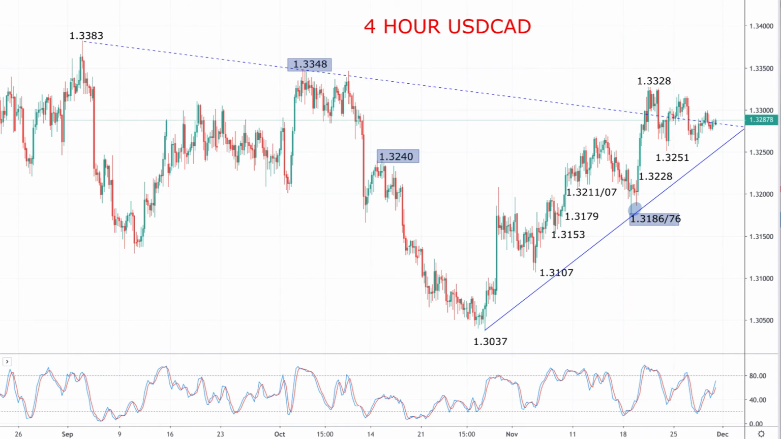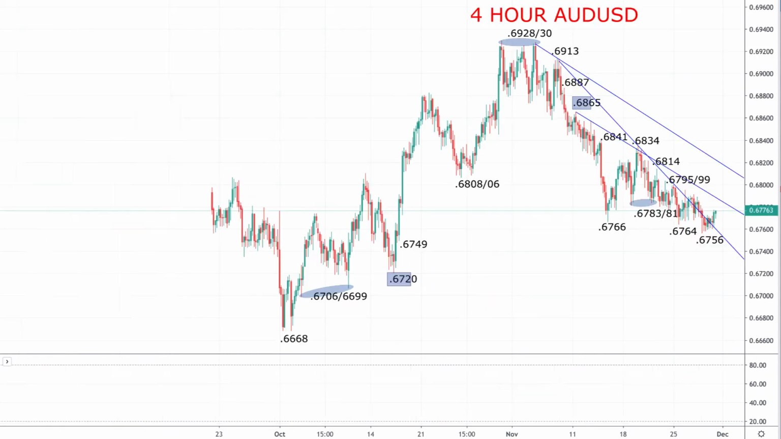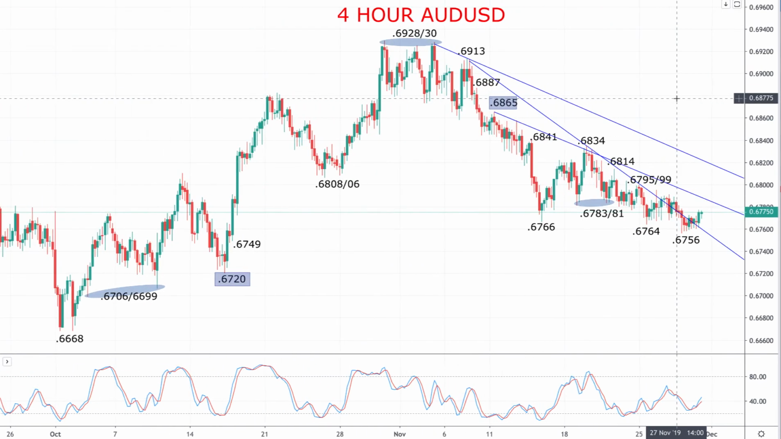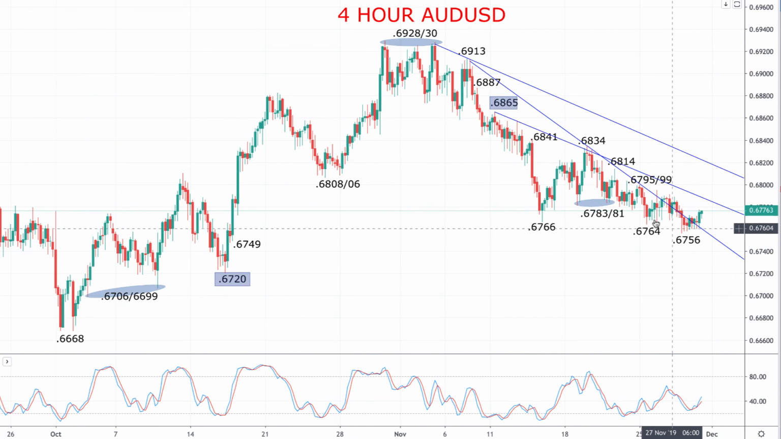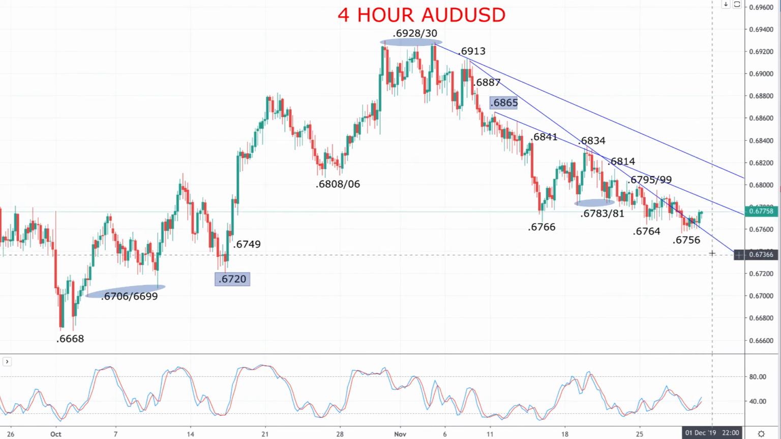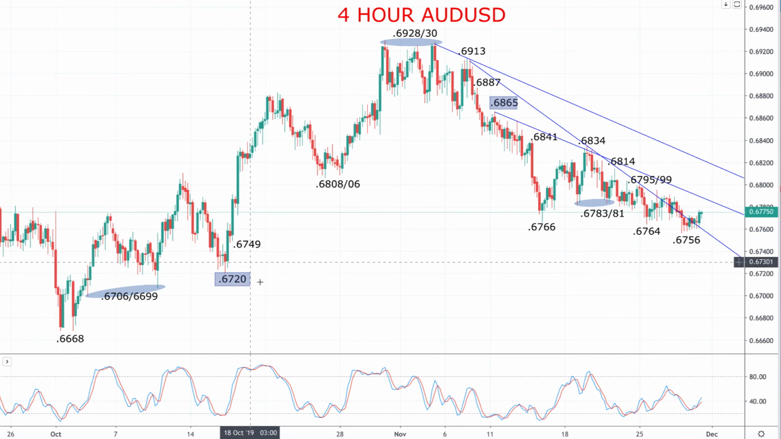Let's now turn our attention to the Antipodeans, the Aussie and the Kiwi. So Aussie dollar against US dollar, negative in here, probing lower throughout this week, down through supports here at 67.66 to 64, and then more recently down to 56. And whilst capped by 67.59, 67.95.99 resistance, we see a downside pressure for 67.56, 67.49, and potentially closer to 67.20.